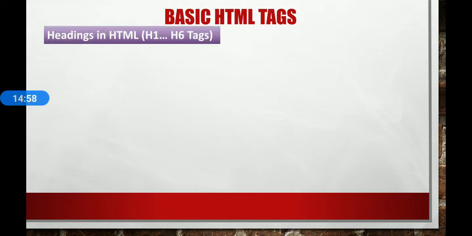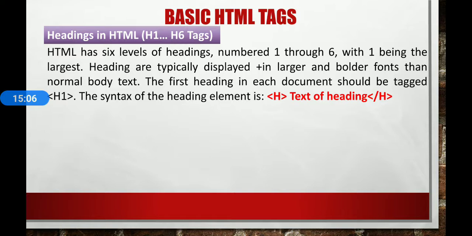Now let's see some heading tags in HTML, that's the H1 to H6 tags. HTML has 6 levels of headings, numbered 1 through 6, with 1 being the largest. Headings are typically displayed in a larger and or bolder font than the normal body text. The first heading in each document should be tagged H1. The syntax of the heading element is the opening H tag, then the text of the heading, then the closing heading tag.